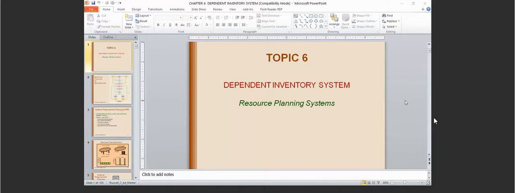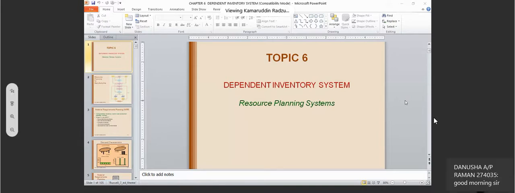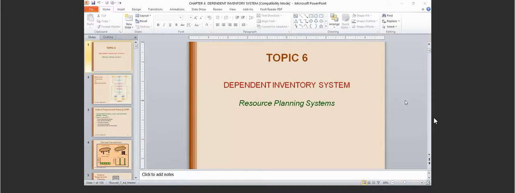So for today, we're going to discuss a new topic in inventory management. It's about the dependent inventory system. And in this topic, our discussion will focus on the resource planning system, right?